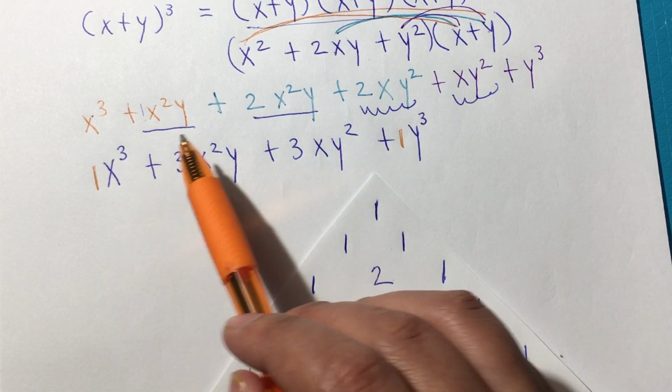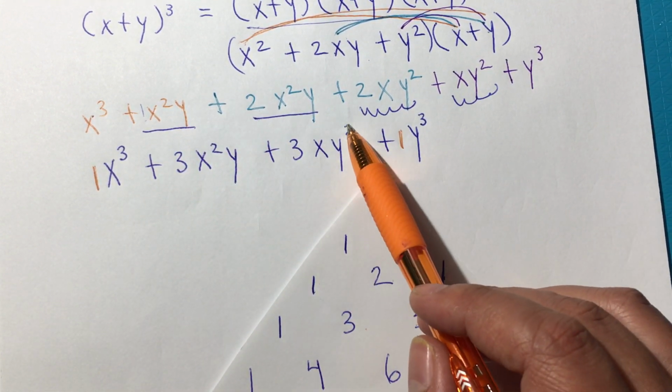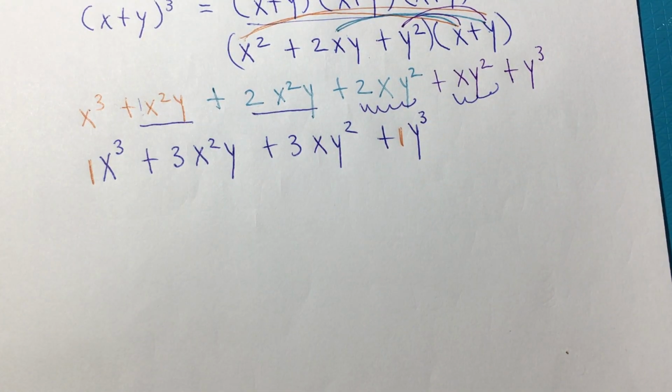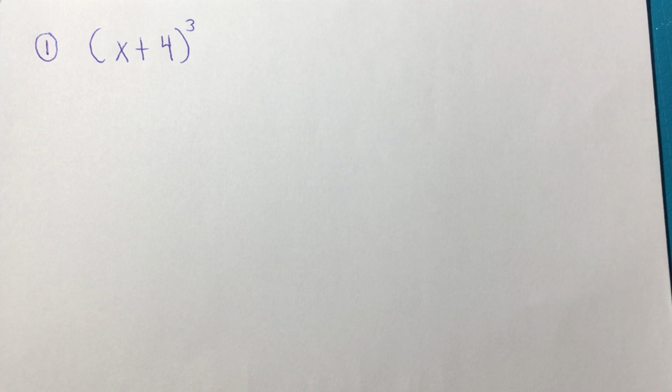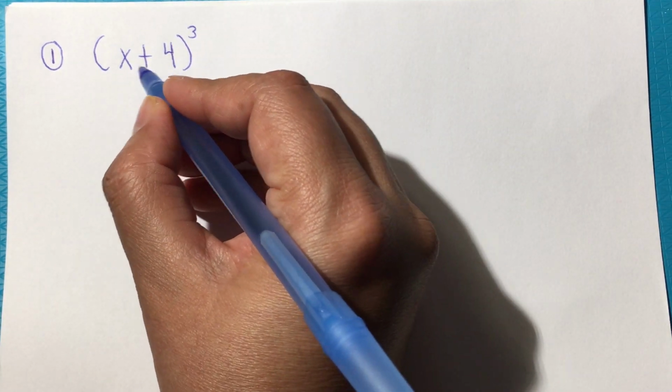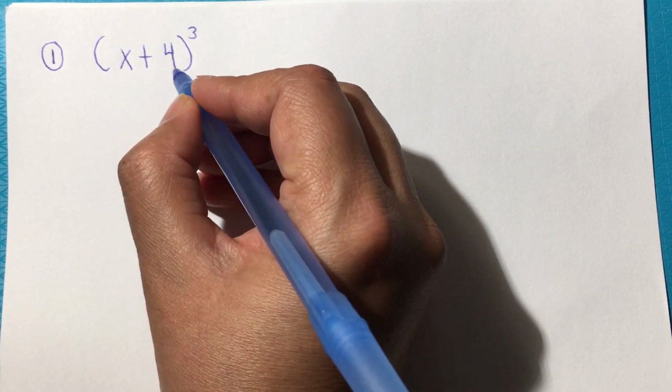For the y is 0, 1, 2, 3. And we'll see more examples so that will make more sense. Okay, so having that in mind, let's start with this one. And so this is what we're going to do. We're going to write these two terms as two factors.